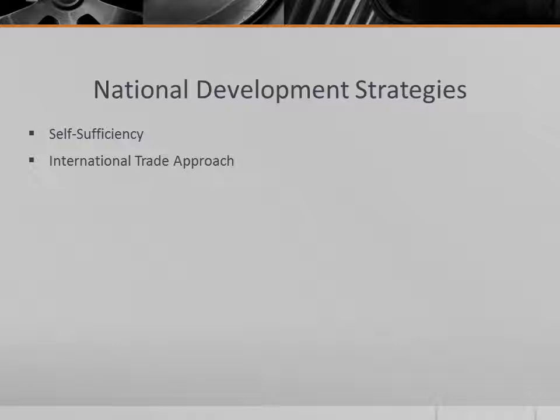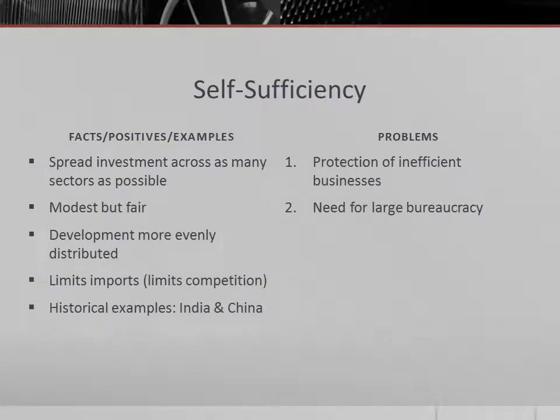There are two broad categories of ways that a country can improve its level of development. One is known as the self-sufficiency approach, and the other is the international trade approach. The self-sufficiency approach, as you can probably guess, depends largely on a country doing everything for itself, whereas the international trade approach says we don't have to do everything, we just have to be able to trade for what we need. So we need to focus on what we do well, and then we can get everything else through trade. Let's take a look at those a little bit more in depth, starting out with the self-sufficiency approach.